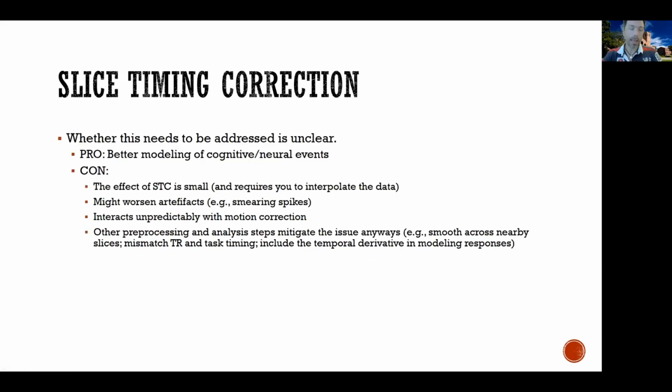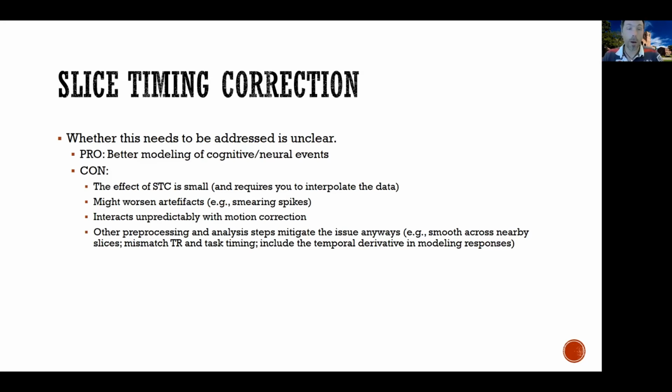Now, I have to admit that slice timing correction is actually controversial as a pre-processing step. Whether we really need to do it or not is unclear and very debated. There are obviously some pros to it. In a sense, we are modeling the actual bold signal better. Because again, there will be some differences that only have to do with the fact that we're sampling the bold signal over time. So if we do slice timing correction, we are a little bit more faithful to what the brain is actually doing.